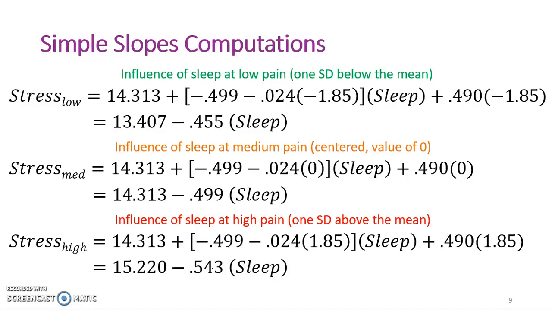Now I've got the influence of sleep at high pain, and we can see here that the intercept is just a little bit higher again, and that the slope is just a little bit more negative, a little bit larger in the negative direction. It's negative 0.543. So this is the relation of sleep onto stress at a high level of pain. So now let's take a look at what these simple slopes look like on a plot.